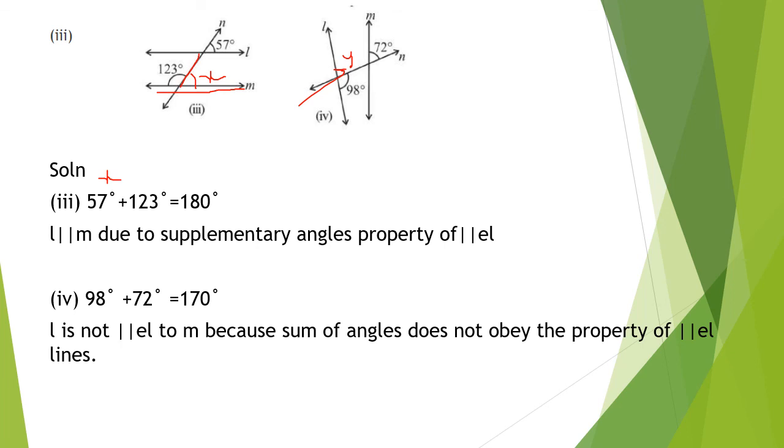You can use the corresponding angles method, finding the value of x, or else you keep that logic in your mind and in the place of y, directly we can give 72 and check it for the linear pair. If you are getting 180 degrees, then we can say L and M are parallel lines. So you can use any method to solve.